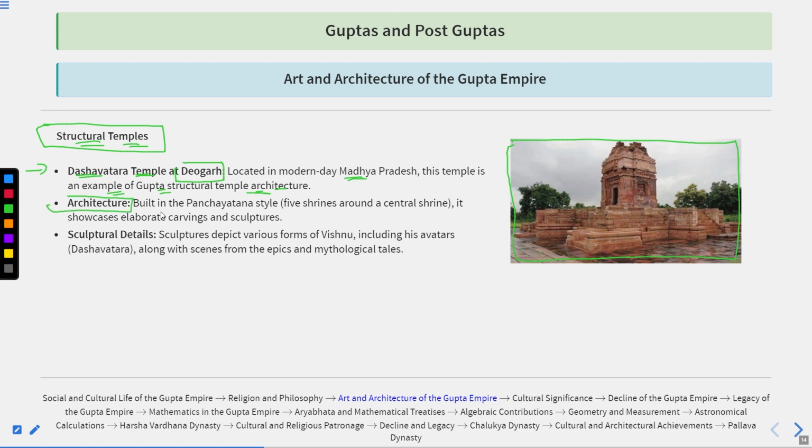If we talk about architecture, it is built in the Panchayatana style. It means 5 shrines around a central shrine. Like this is the central shrine, and thereafter there are the 5 other shrines. It showcases the elaborate carvings and sculpture that were present there, but with the passage of time, that temple is not in the original form it used to be. The sculptures depict the various forms of Vishnu, including his avatars, like the Dashavatara, along with scenes collected from the Hindu epics and mythological tales.